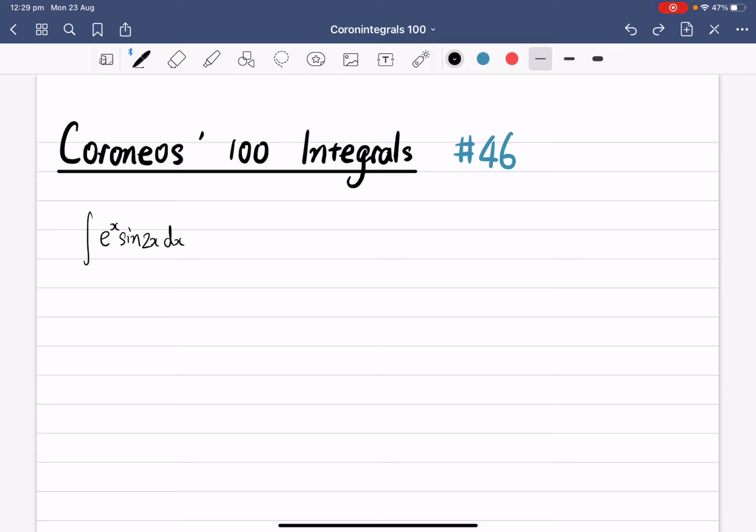So to do this question, I'm going to let u equal sine 2x. There's no point letting u equal e to the power of x, because the derivative is just e to the power of x. You're not going to change anything. So if we let u equal sine 2x, u dash is going to be 2 cosine 2x. v dash is equal to e to the power of x, and v is equal to e to the power of x.